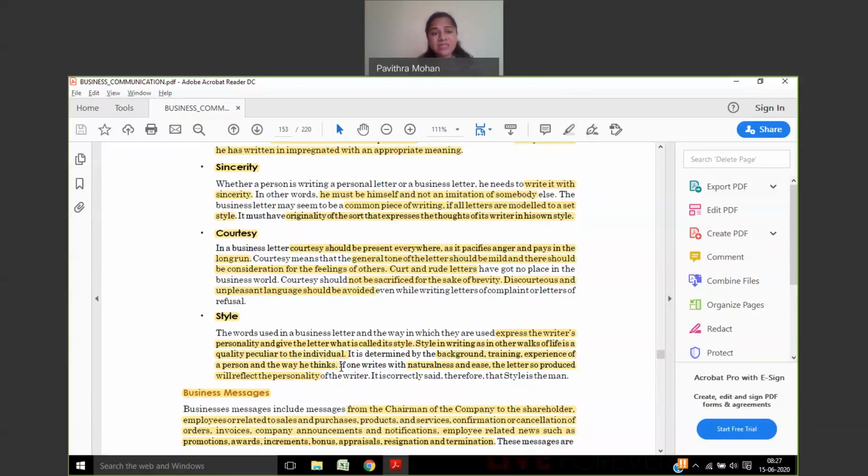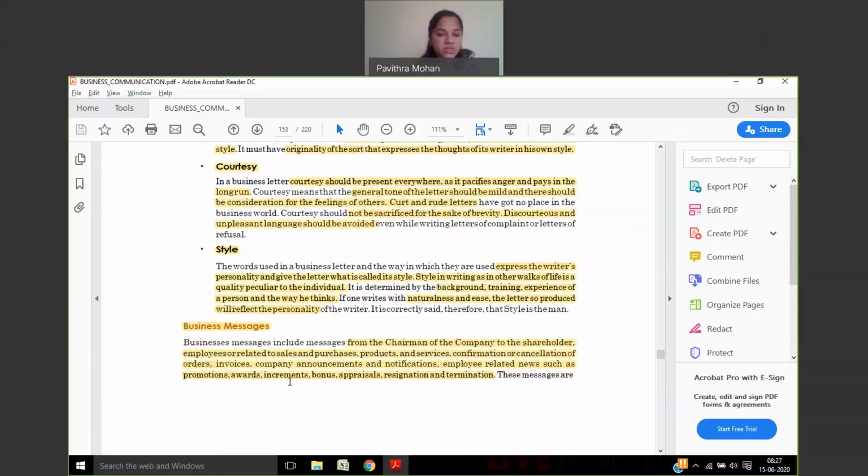Okay, so these are the different styles which slowly over time you will develop, and you will ensure it is a better format. And here, if one writes with naturalness and ease, the letter so produced will reflect the personality of the writer. So over a period of time, if you have good language and are able to articulate the messages in a proper, simple, brief way, then it will become your nature in which you explain, and this will become your own style. These are things you will develop over time, but the basic format of how it needs to be done is what we are teaching you in this particular class.